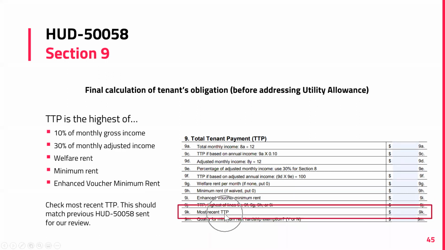The most recent TTP right here should match the most recent 5.8 that they sent to you for review. So this is how you can make sure that the most recent 5.8 that they sent is really the most recent 5.8. A lot of the time the site thinks that when they send the most recent, they send you the previous year's AR, when in reality they've done 3 interims since then, and they didn't send you the most recent interim that they've done.